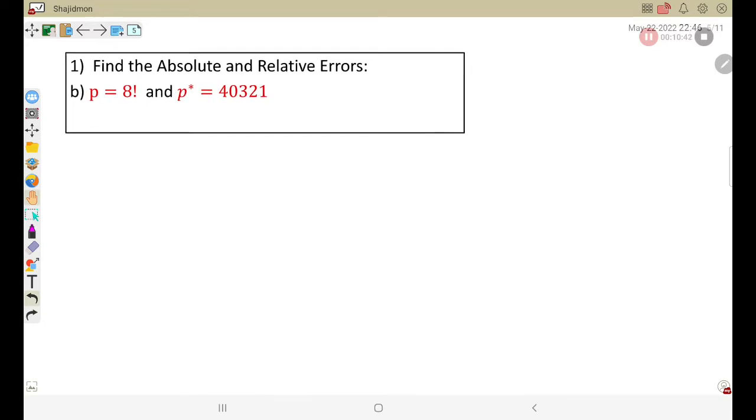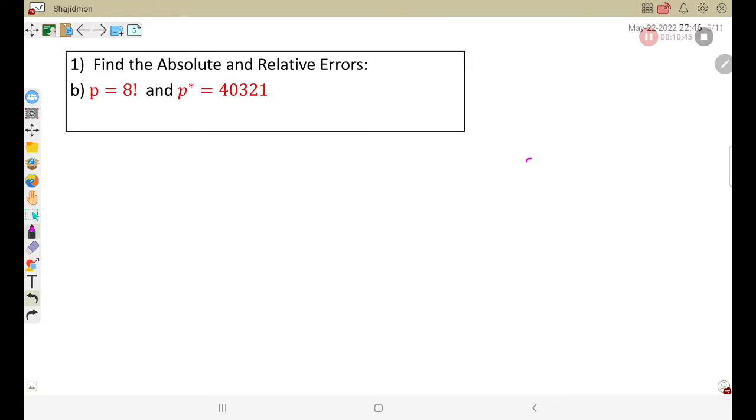What is the meaning of factorial actually? For example, 2 factorial. What is the meaning of 2 factorial? Starting from number 1 up to that number, multiply. 1 multiply 2, that means 2. For example, 4 factorial. What is the number 4 factorial? Starting from number 1 up to number 4, all the integers multiply. 1 multiply 2 multiply 3 multiply 4.